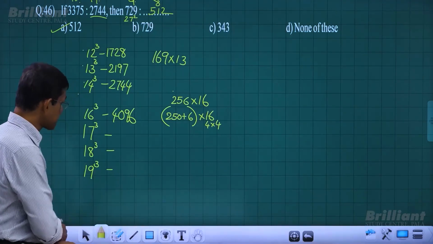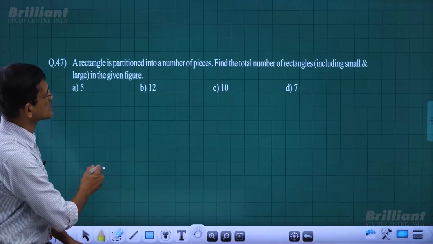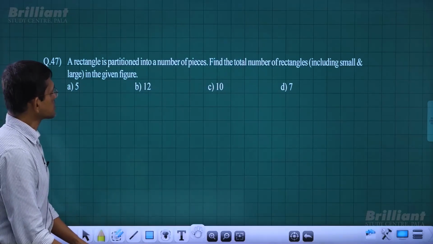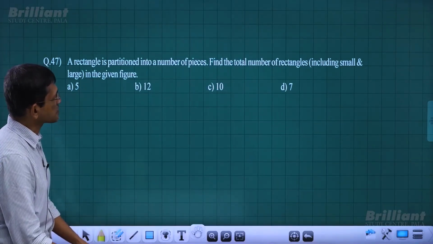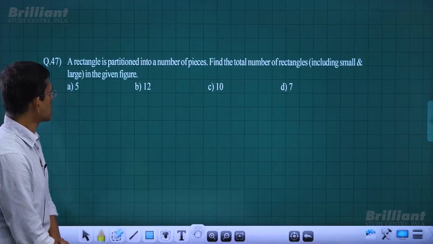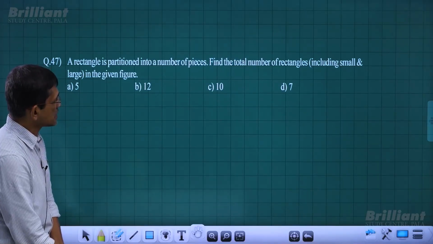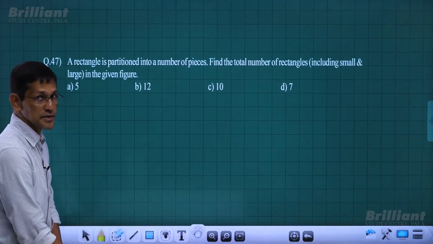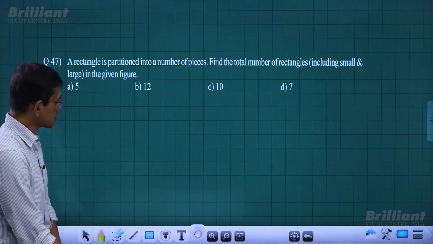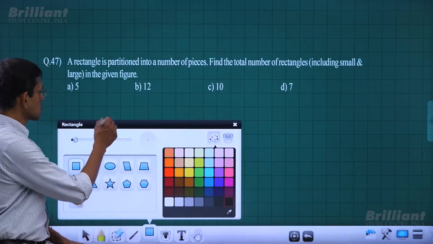Now next question, number 47. A rectangle is partitioned into a number of pieces. Find the total number of rectangles, including small and large, in the given figure. Well, the rectangle is missing here. So we'll draw a rectangle. That's the best way to deal with this question.